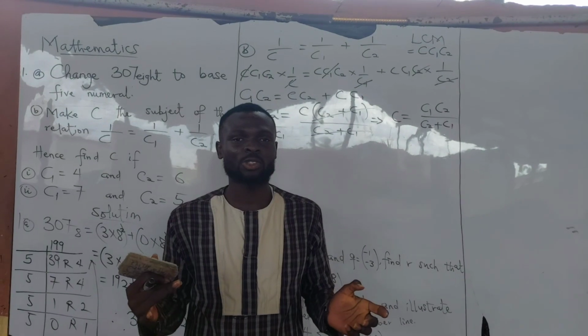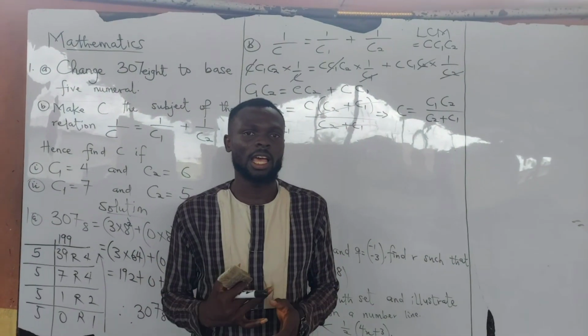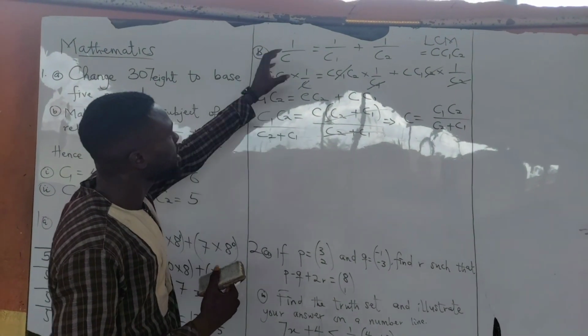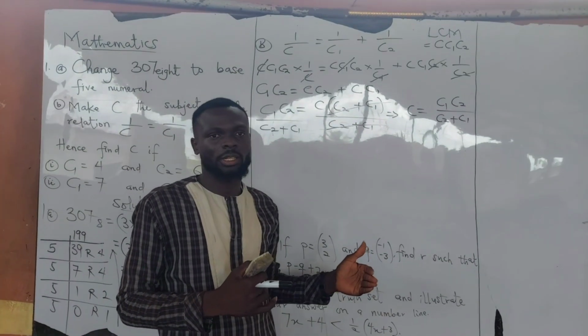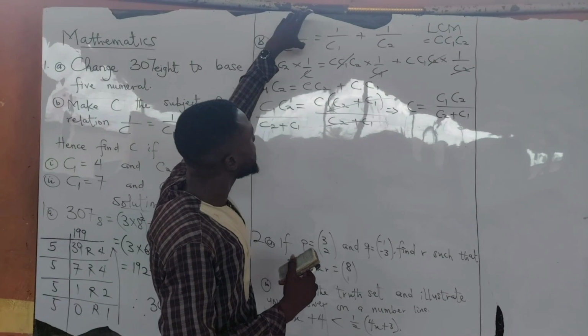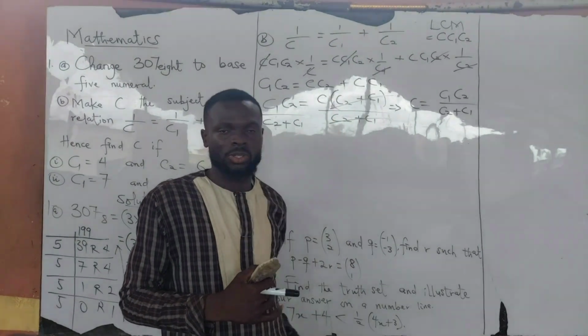So we're looking at how to make the C the subject. And we said that since you are having a fraction, you have to first clear the fraction by multiplying each term by the LCM.